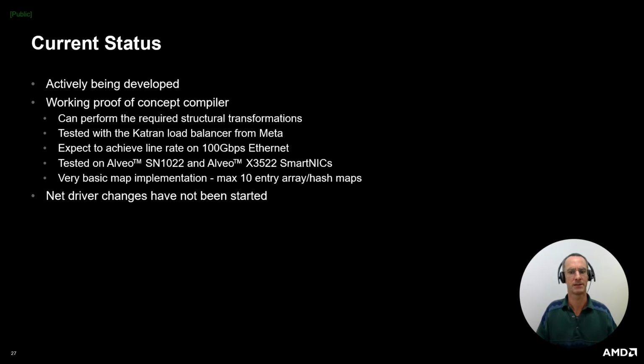We also needed to make some small modifications to the Katran source code to avoid using per CPU maps. It doesn't make sense to offload those because they are tied to the number of host CPU cores, which isn't related to the network device. We expect to achieve line rate on 100 gigabit Ethernet, although we haven't run control tests yet. We've had programs running on 2 different Alveo SmartNICs, but we've still got work to do. Our map support is very basic, and we're working to improve it. We've also not started making the changes to the NetDriver.